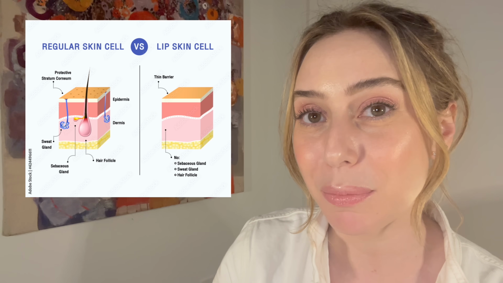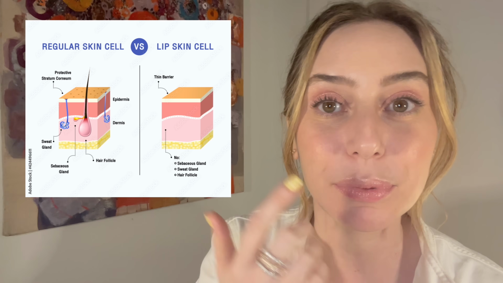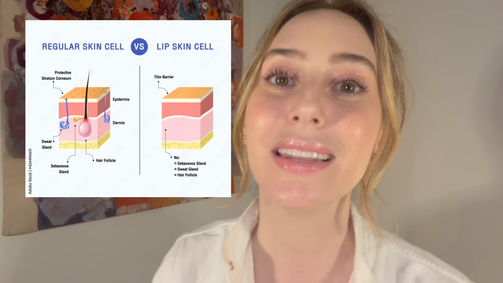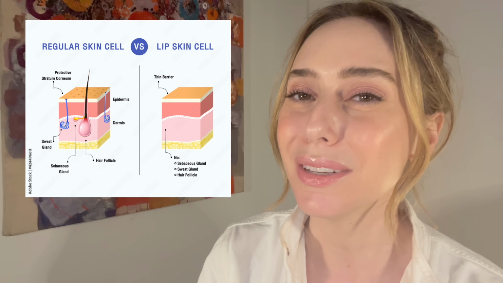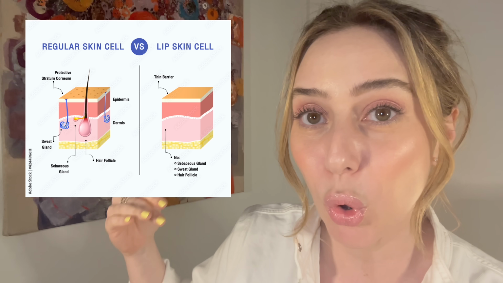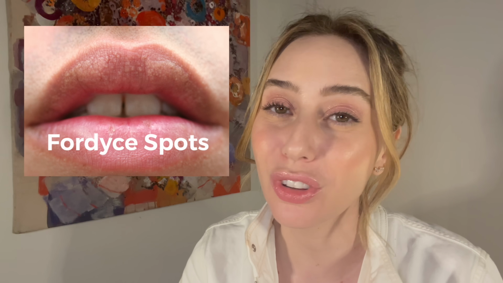Now, a mucous membrane, which is basically your lips, your eyes, other parts of your body where the sun doesn't necessarily shine, is structured a little bit differently because it doesn't actually have a stratum corneum that is going to hold on and lock in moisture. Plus, there usually are no hair follicles on mucous membranes, and there are fewer sebaceous glands. On your mucous membranes, you have what are known as Fordyce spots, and these are actually oil glands. And they look like tiny little dots along your vermilion border.